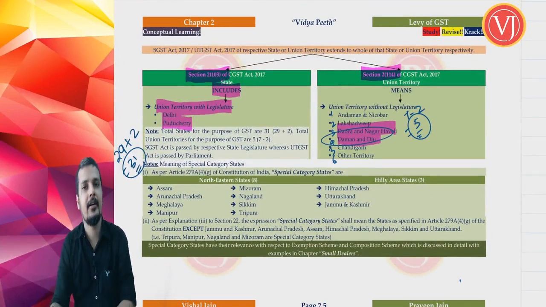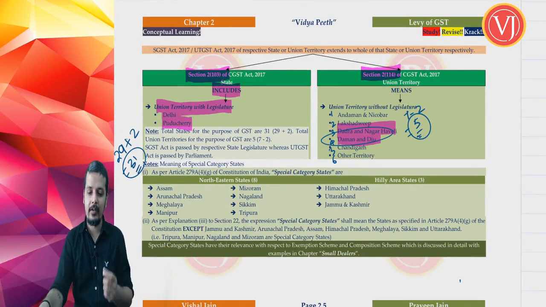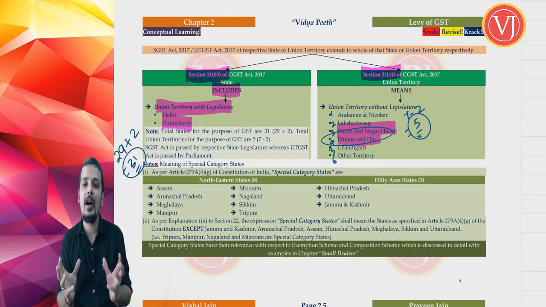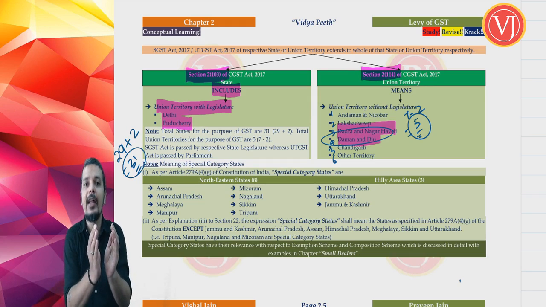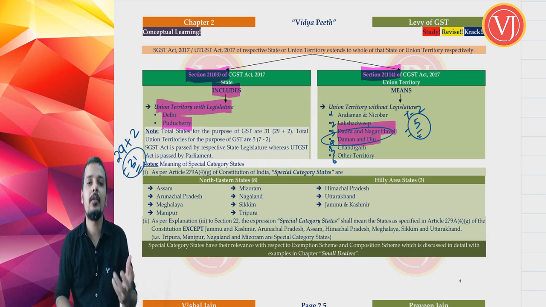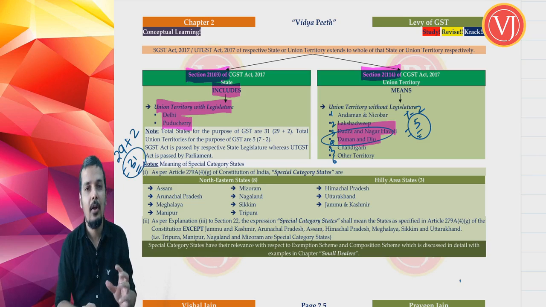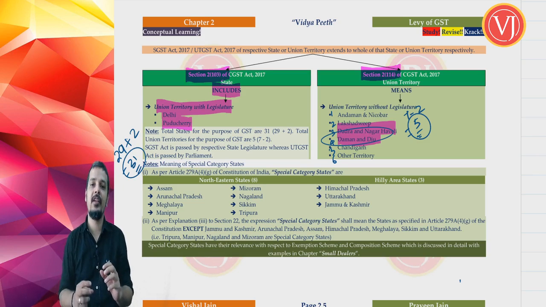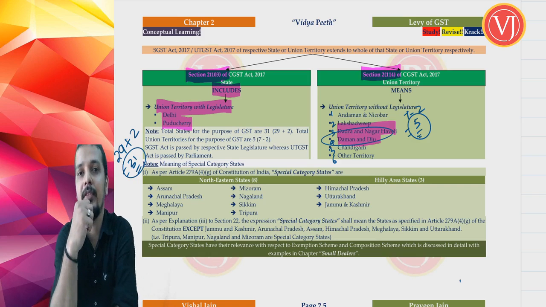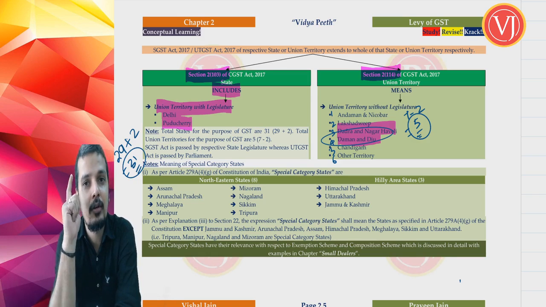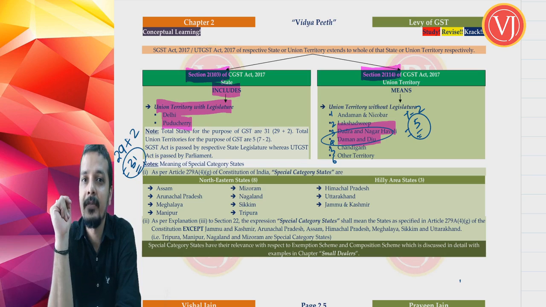Now if you look at the definitions, what we have seen till now was, first, understanding section 1, that it is applicable to the whole of India including Jammu and Kashmir. We understood India. Then we understood what is meant by state and what is meant by union territory for the purpose of GST. Friends, now onwards, whenever I say states, in your mind it should be 31 states. You should not have a second thought. The moment I say states, it should be 31 states for you.